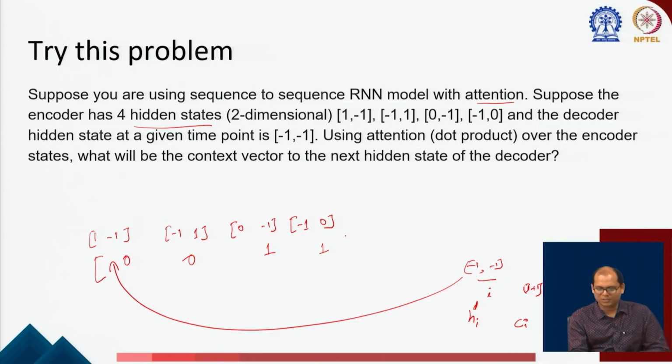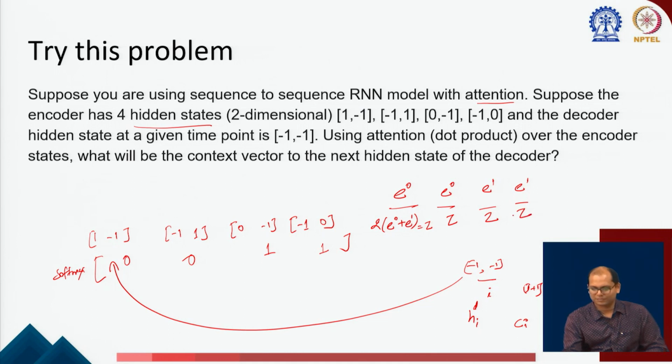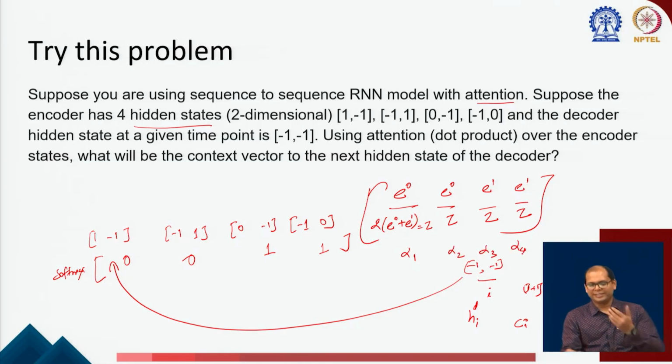Now, I will put in attention. So, I will put a softmax over that, and softmax will be e to the power 0, e to the power 0, e^1, e^1 divided by 2 times e^0 plus e^1. You compute these weights, suppose alpha 1, alpha 2, alpha 3, alpha 4, and you will take a weighted average of these hidden states times alpha 1, alpha 2, alpha 3, alpha 4, and this becomes your context vector to the next hidden state. You can try this out and see what output you get.